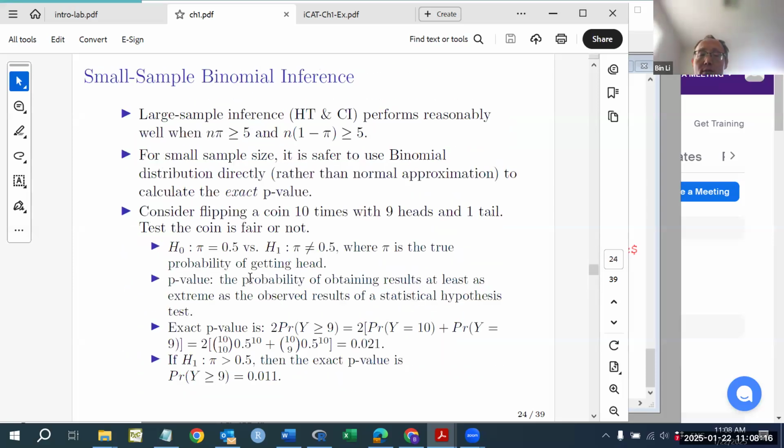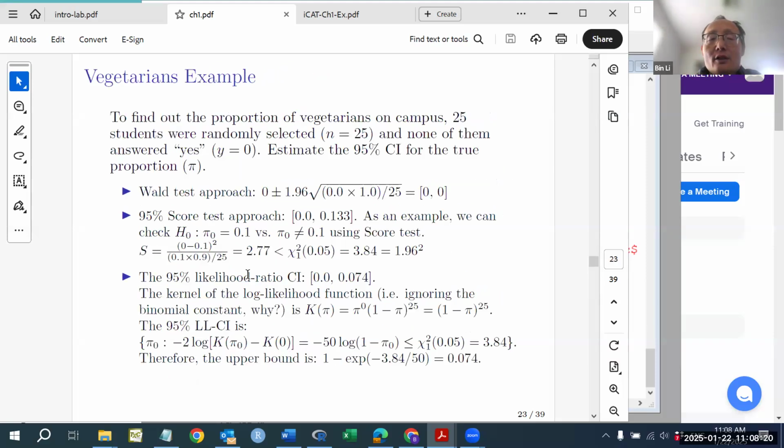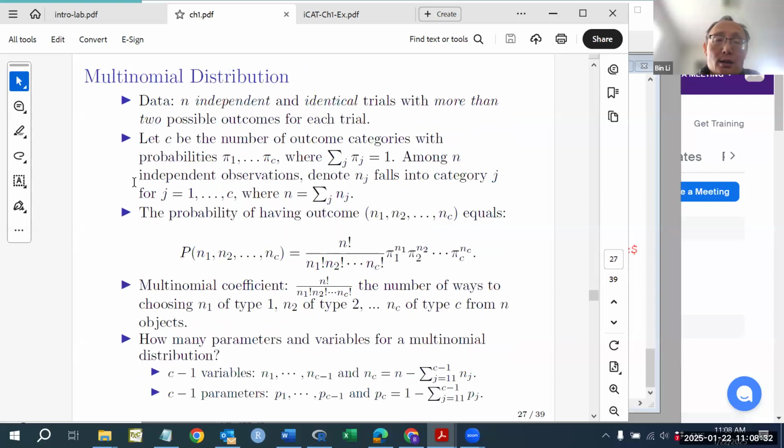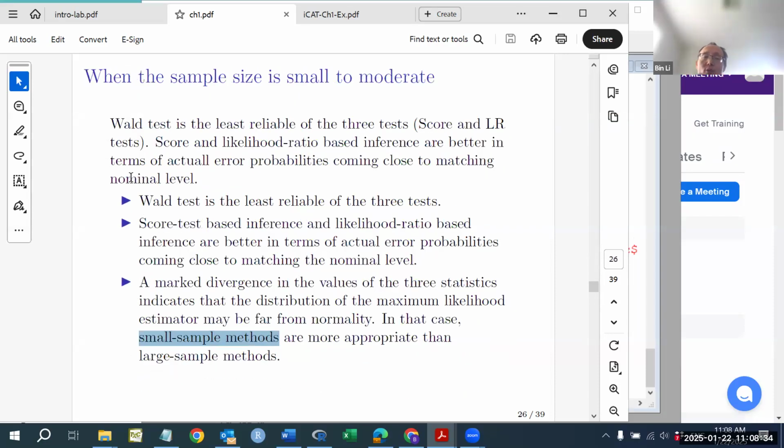Okay, so in practice, if you apply these 3 methods and you find they are very different, that is a warning sign that tells you to use the small sample size method instead. Okay. Any questions so far?